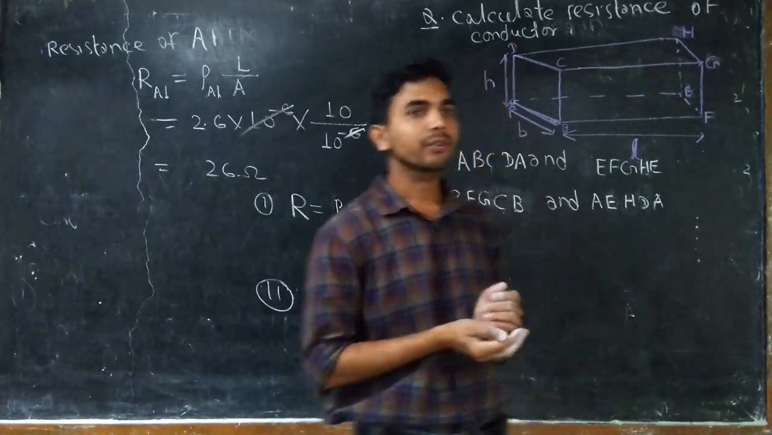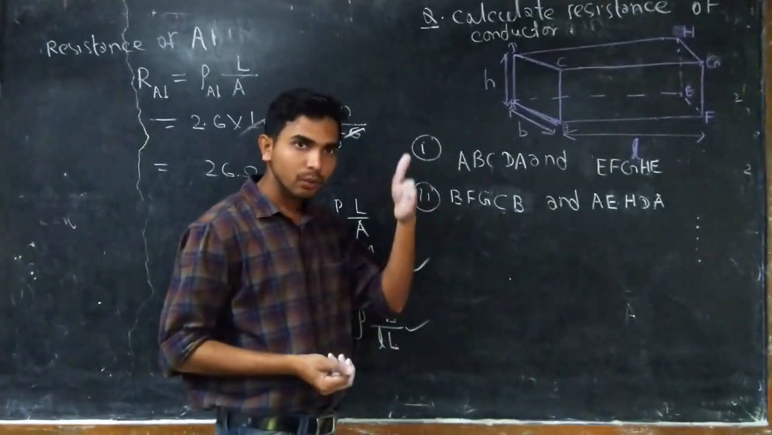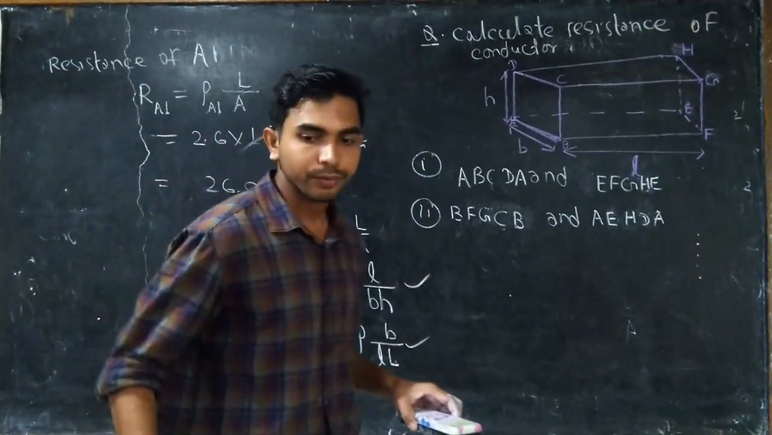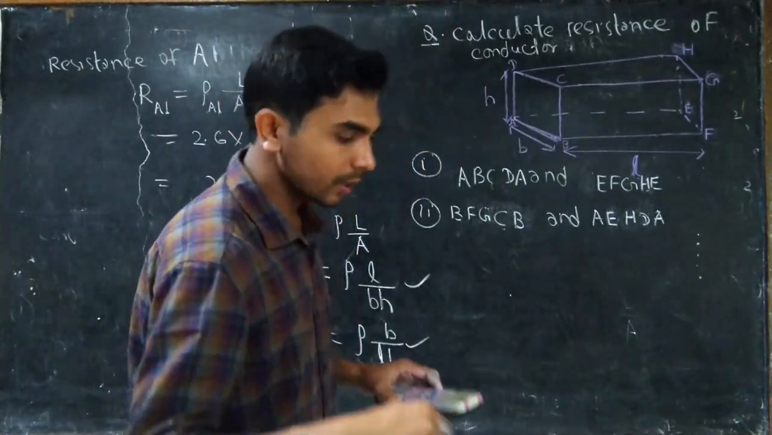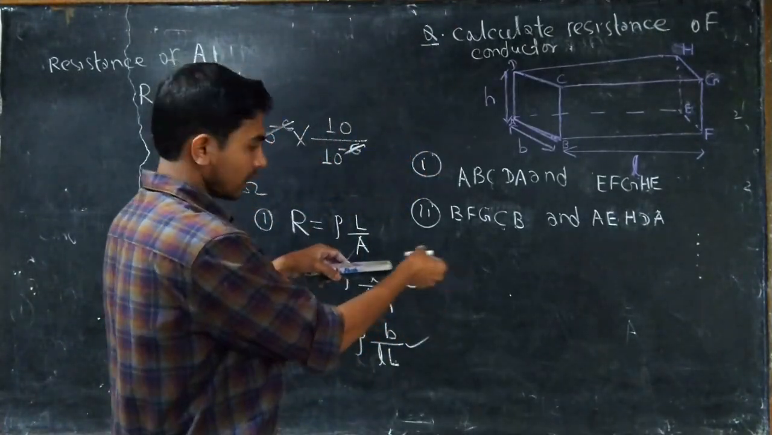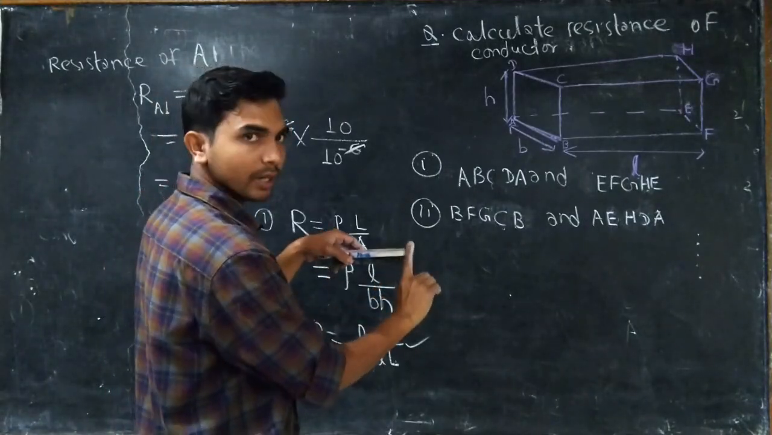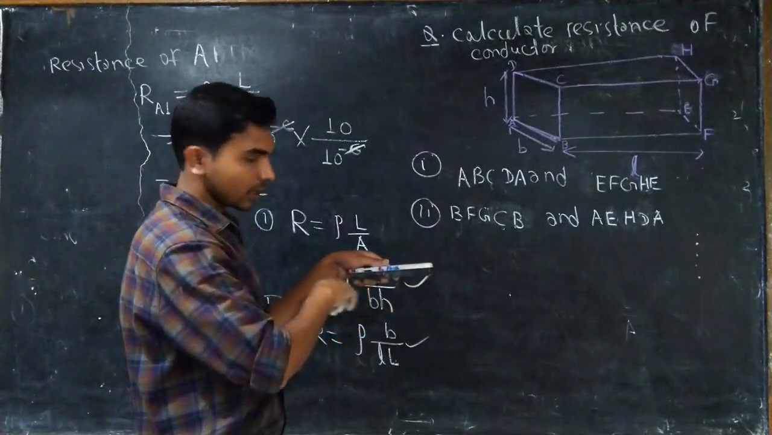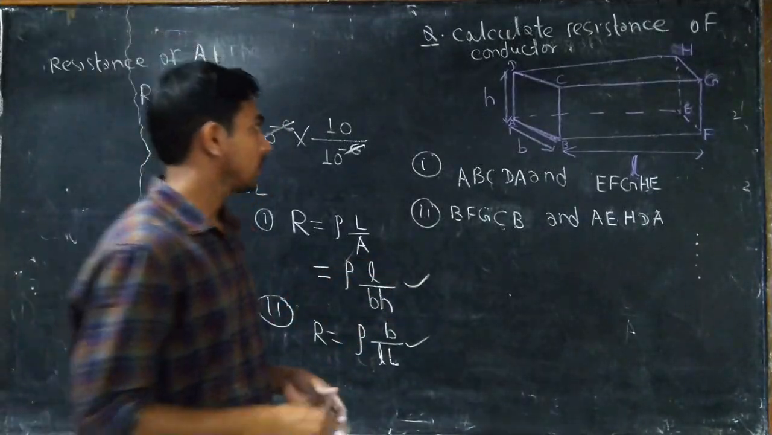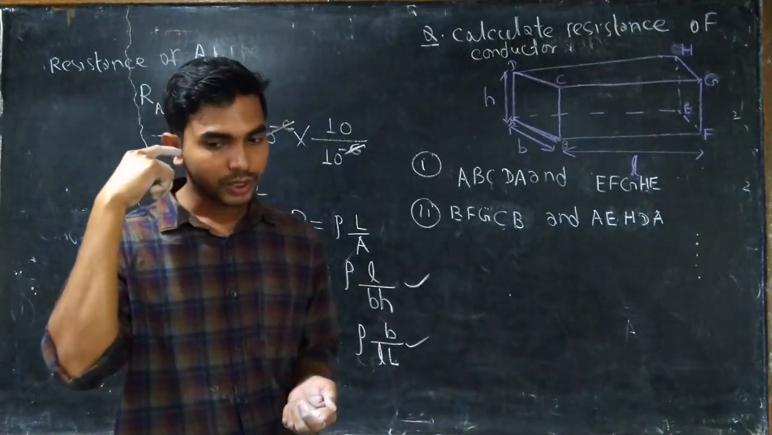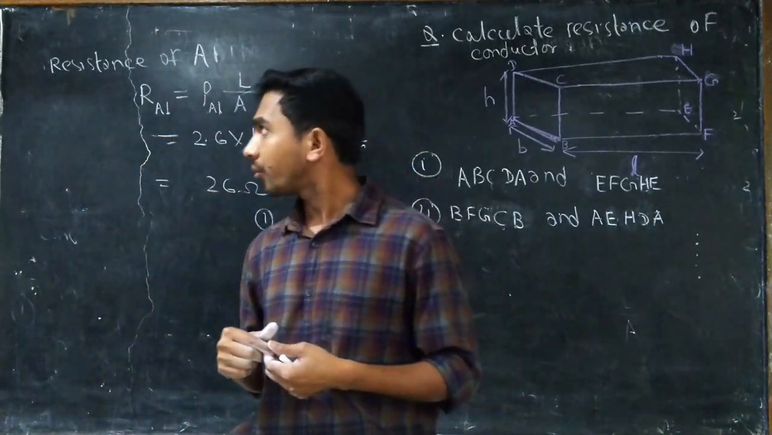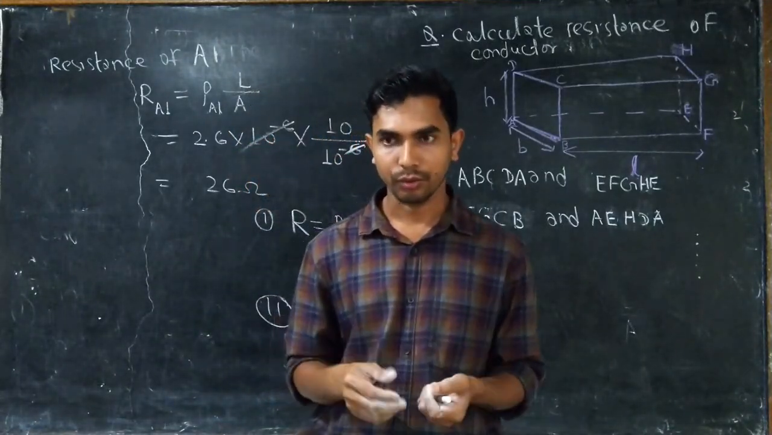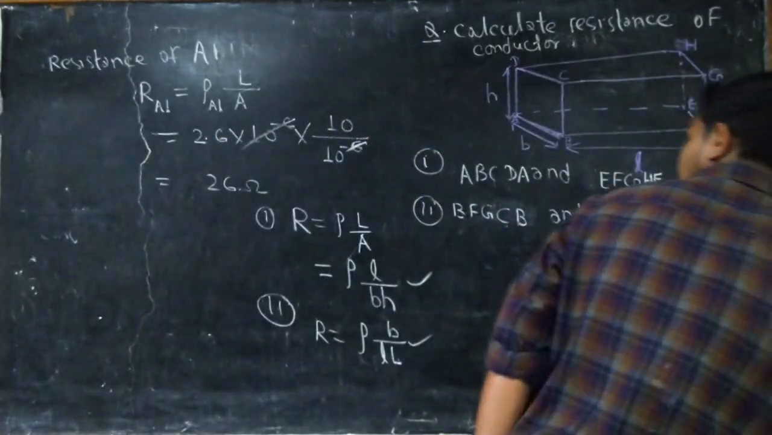So at that time you have to consider the area which is perpendicular to the current. In this one, the current is flowing like this. In this one, current is going inside. So this is your perpendicular area, that's why I took this one. And length is along the direction of current. So I hope everything is clear to you. Still I have 10 minutes, so I have some more questions and I will solve them. So note it down.